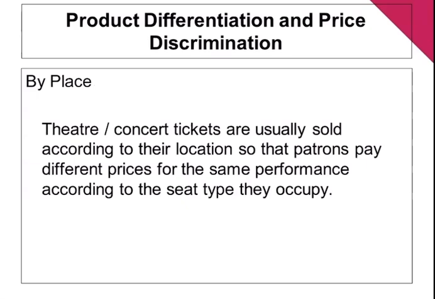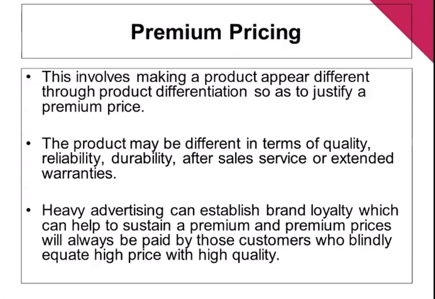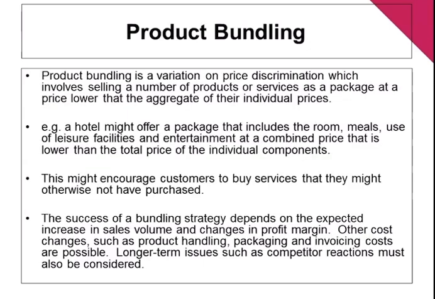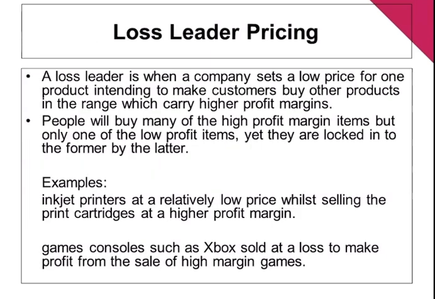And then we've got differentiation by place, depending on where it's being sold, and by time. Then you've got premium pricing. Why would you pay a premium or set a premium when you set your prices? When you bundle products together, what prices would you set them at? And why would you have optional extras? Also, why would you have a loss leader?